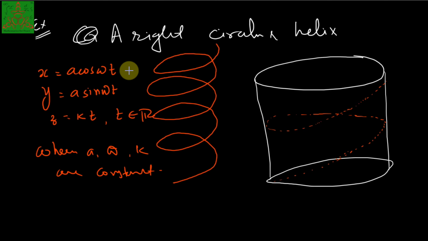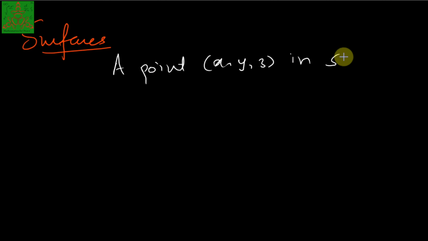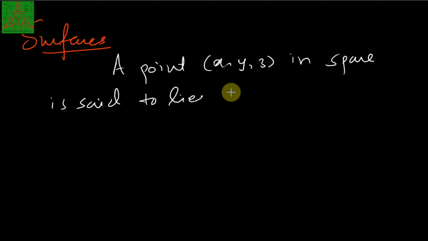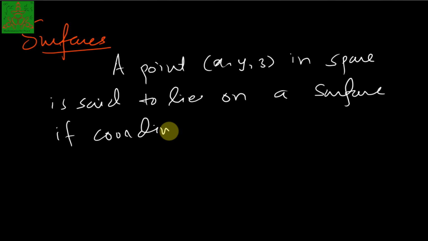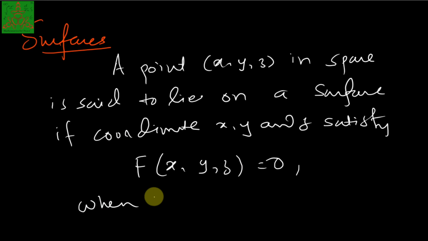Before that, to understand what we mean by surfaces, let us give some idea regarding surfaces. A point x, y, z in a space is said to lie on the surface if the coordinates x, y and z satisfy f of x, y, z equal to 0, where f is a continuously differentiable function.